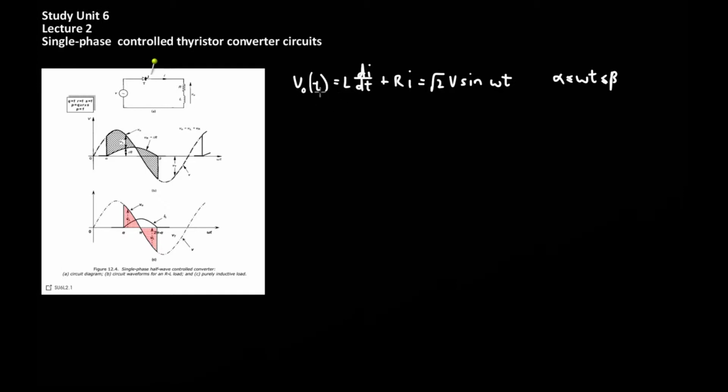So in other words, the output voltage will now be V out of t as a function of the voltage across the inductor, so L di/dt, plus the voltage across the resistor part of the load, so Ri, and this will be equal to the input voltage. For this equation to hold true, omega t must be between the delay angle alpha and the extinction angle beta. In other words, this is the equation for the output voltage when the thyristor is conducting.